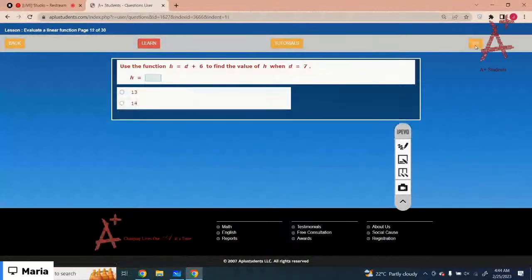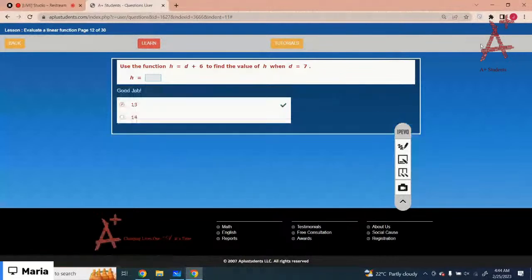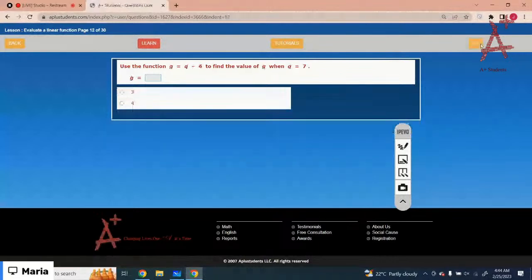Okay, the next one is use the function h equals d plus 6 to find the value of h, where d equals 7. So just replace d with the 7. So it would be 7 plus 6, and 7 plus 6 makes 13. Very good.